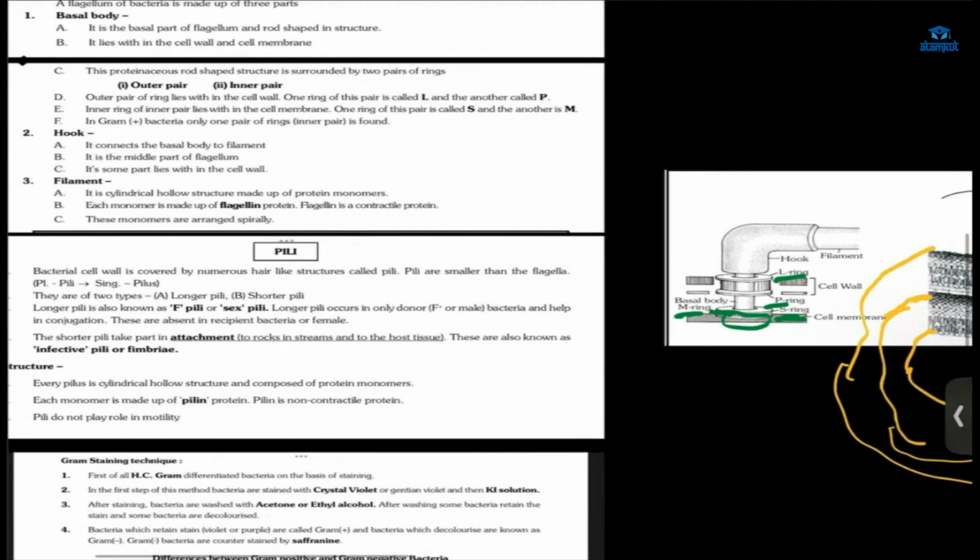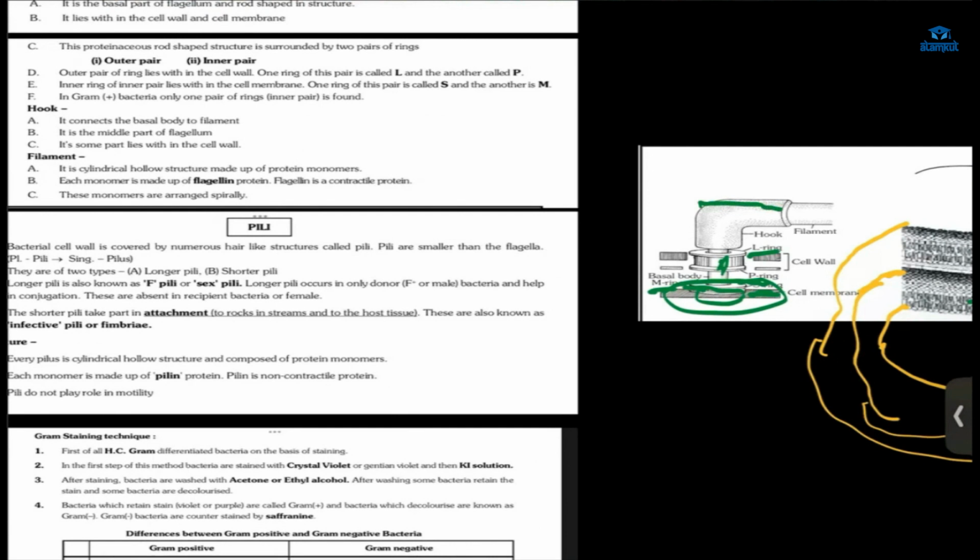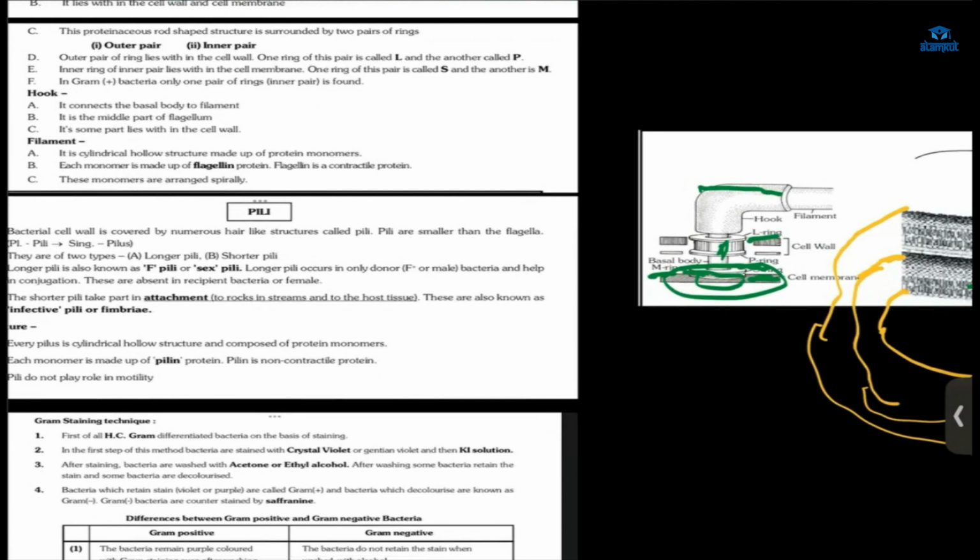In gram positive bacteria, there will be only one pair of rings, the inner rings. Only this ring will be present, and the outer pair will be absent for gram positive bacteria. We will learn what gram positive bacteria are. Next, you can see the hook. After the basal body, the hook will be there. It is the middle part. Next, we have the filament, the outer part.